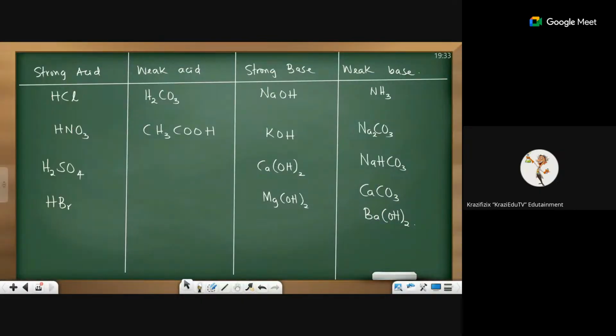So carbonates are generally weak. That's what we're saying. Anytime I see a carbonate, whether acid or base, they are considered weak.